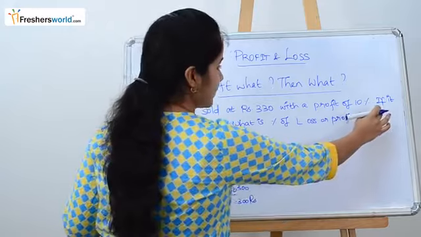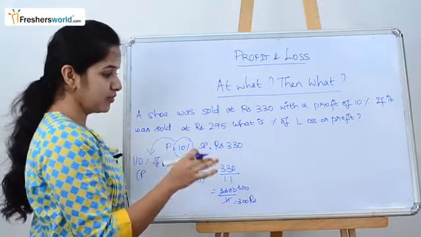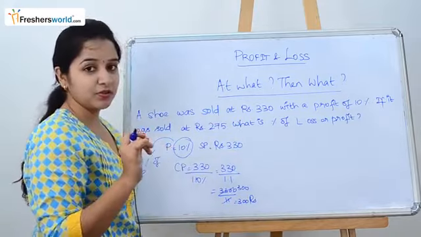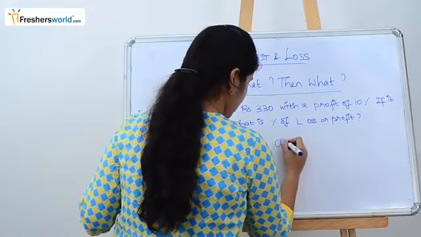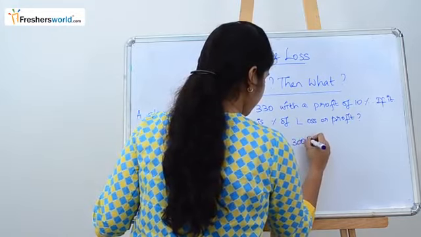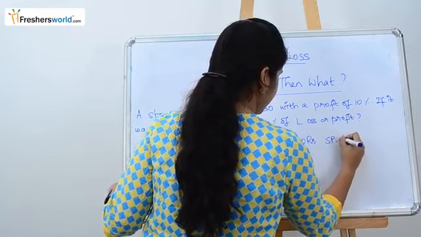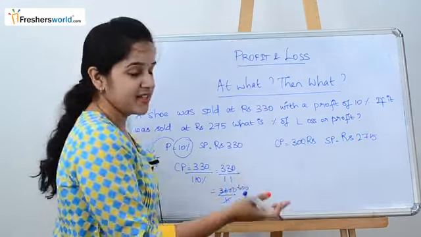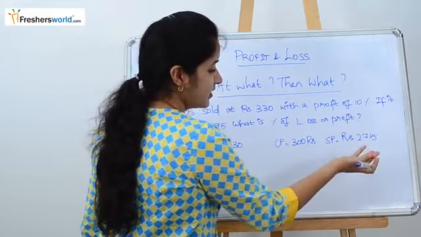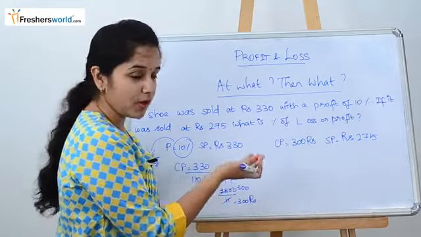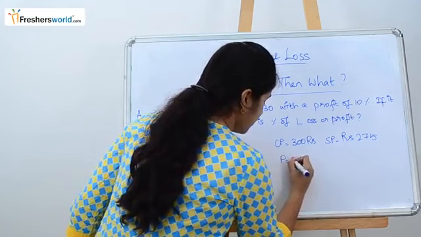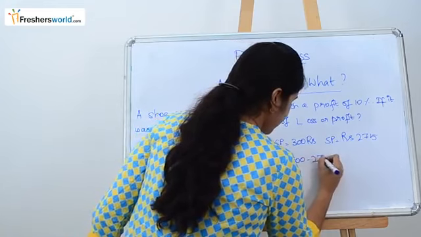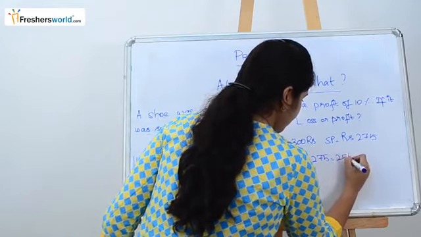So what are they asking in the next part? If it was sold at 275, what is the percentage of loss or profit? We know that the cost price is 300 rupees and the selling price they have given is 275 rupees. We can see that the cost price is higher than the selling price, so it's obviously a loss. So 300 minus 275, which is equal to 25 rupees.